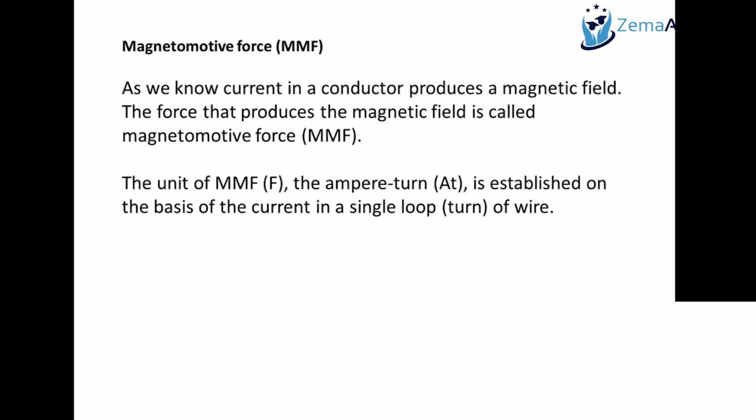So the second term now is the MMF, magnetomotive force. And what is it? Well, it's like a voltage, but as we know, the current flowing through a conductor produces the magnetic field. What produces the magnetic field? It's the force that produces it, so we have a terminology for it: the MMF, magnetomotive force. It is proportional to the current flowing through the conductor and the number of turns of a coil in a piece of material. The unit of MMF turns out to be ampere turns, or capital A, small t.